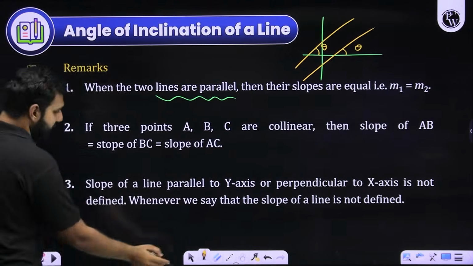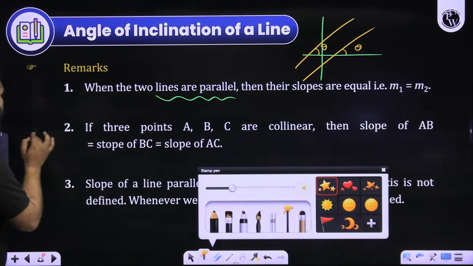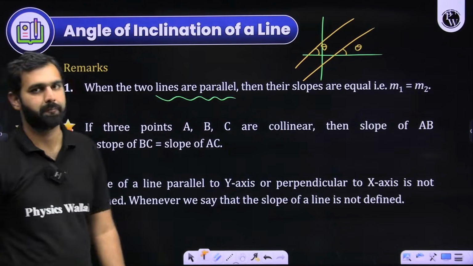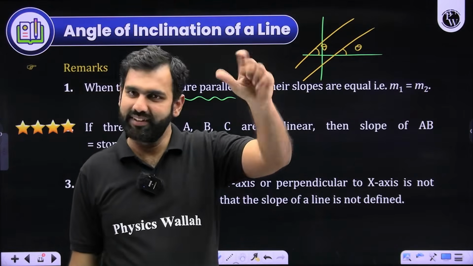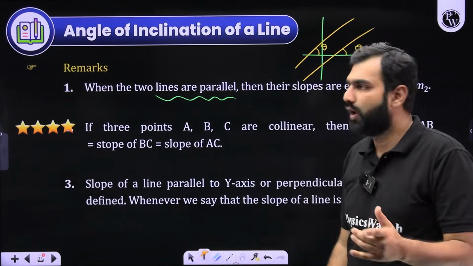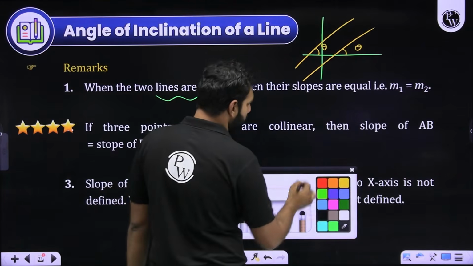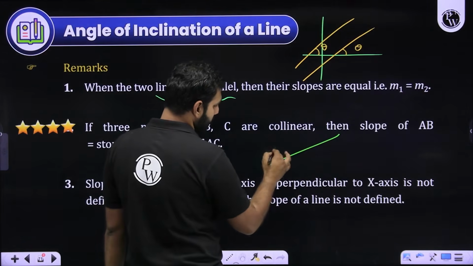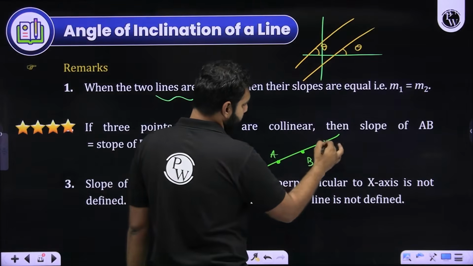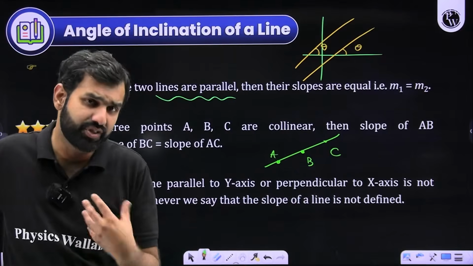Similarly, this is a very crucial result. This is the third approach through which you can prove that 3 points are collinear. One of the approaches was distance formula, second was triangle area formula, third is slope. What I'm trying to make you understand here is, let's say there are 3 points. There is a point A, there is a point B, and there is a point C. And I wish to prove that they are collinear, or I wish to check that they are collinear.